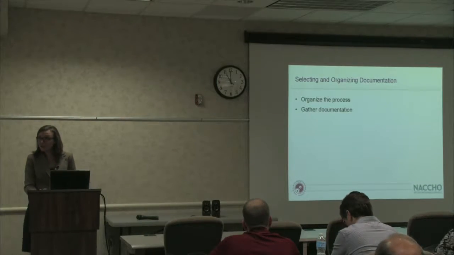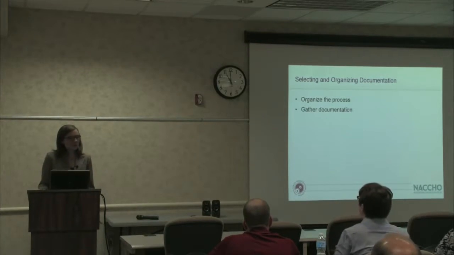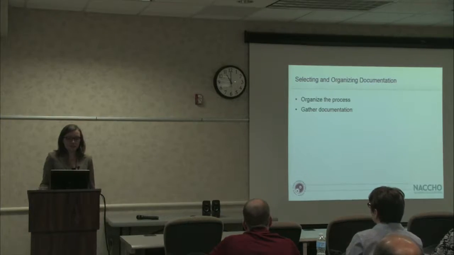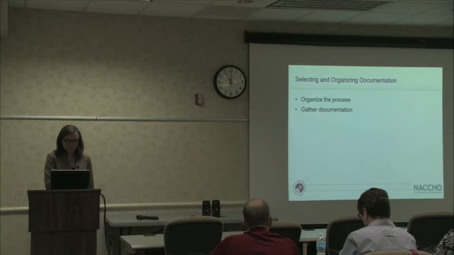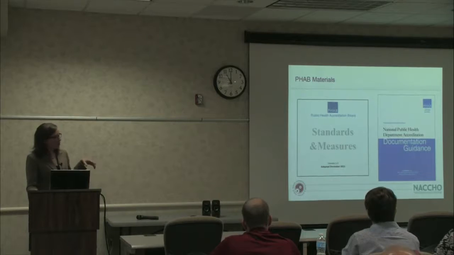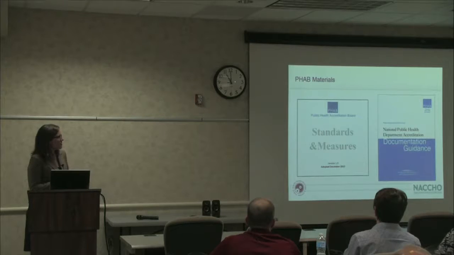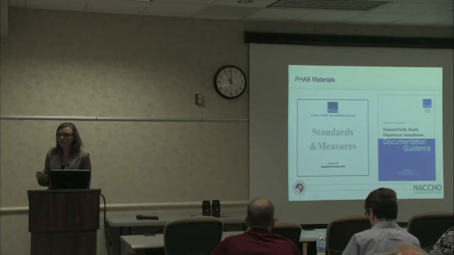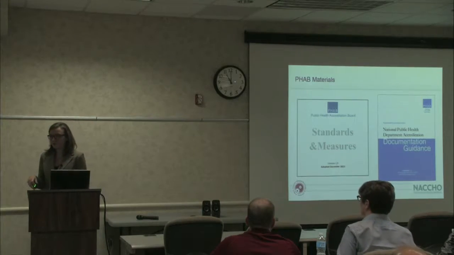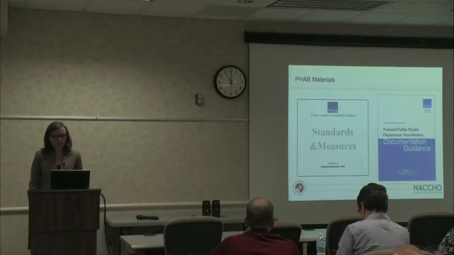Okay, so then the fun part, selecting and organizing all this documentation. You have to obviously have a process for this and then actually send folks out to gather. So for version 1.0, FAB has a documentation guidance document, but for 1.5 they do not. They just put all that info into the beginning of 1.5. So if you're early in the process and planning to apply under 1.5, you don't need to look for this document. It's going to be gone soon, but everything will be in the newly formatted version of the Standards and Measures 1.5.